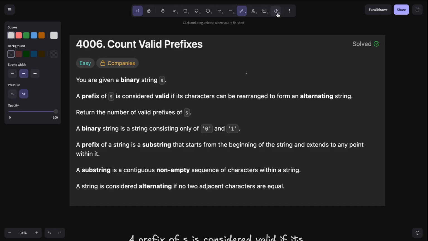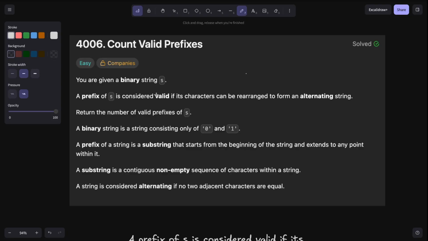Hey everyone, so today in this video we're going to be solving Leetcode 4006, which is count valid prefixes. So essentially you're given a binary string s, and a prefix of s is considered valid if its characters can be rearranged to form an alternating string. And we need to return the number of valid prefixes of s.